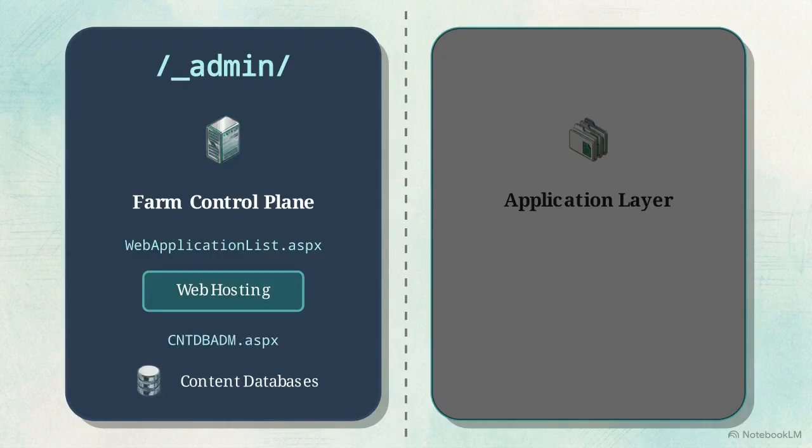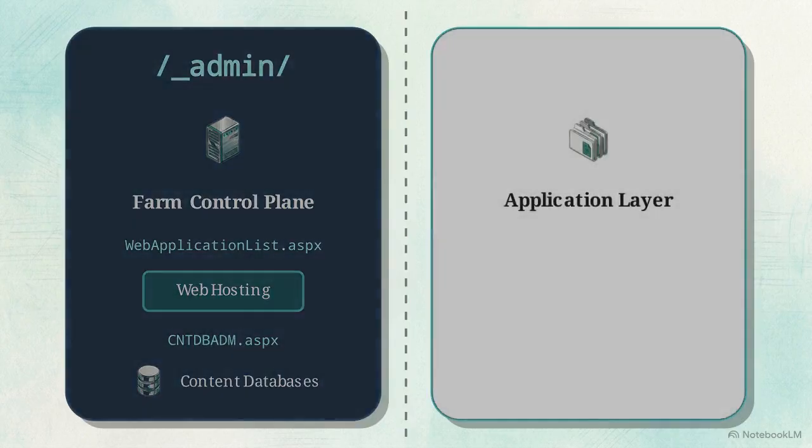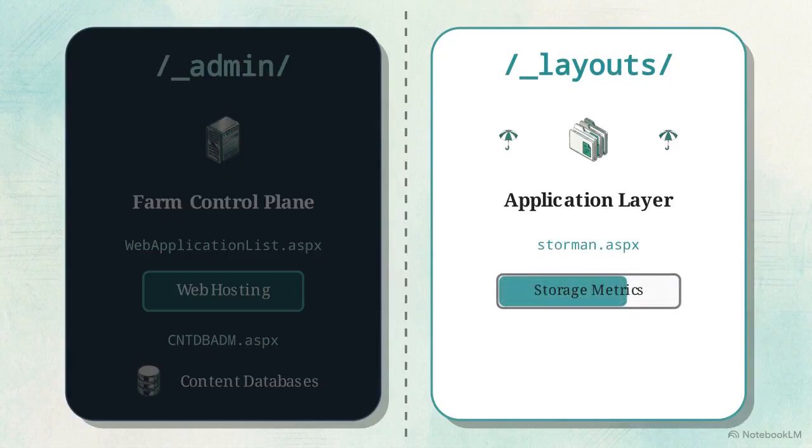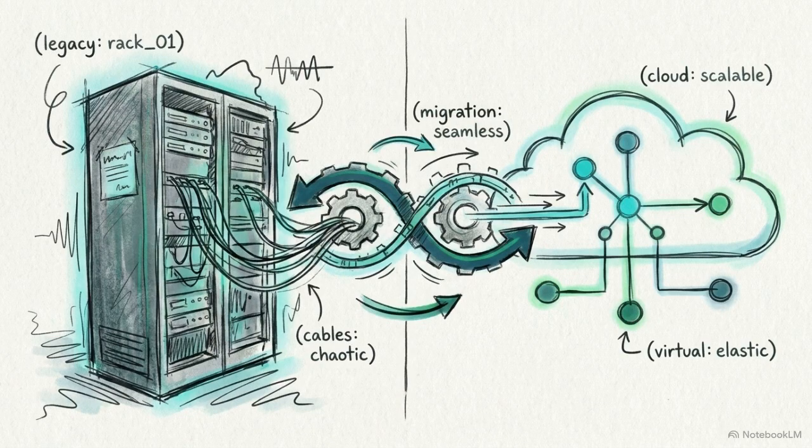databases. Shifting over to the distributed network on the right, we find the _layouts directory. This serves as the application layer for specific site collections and subsites. Here, the controls are localized. You use this path to reach storman.aspx to check storage metrics for a single site, or user.aspx to handle local permissions.